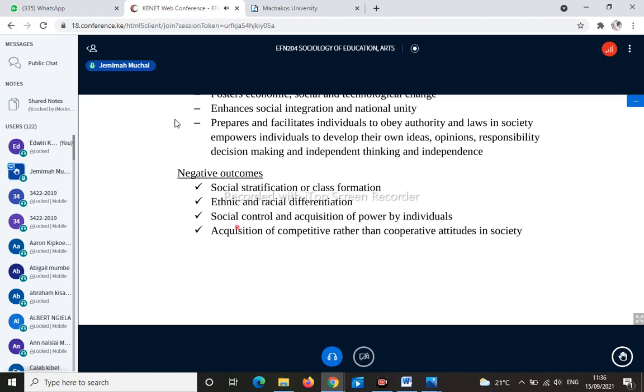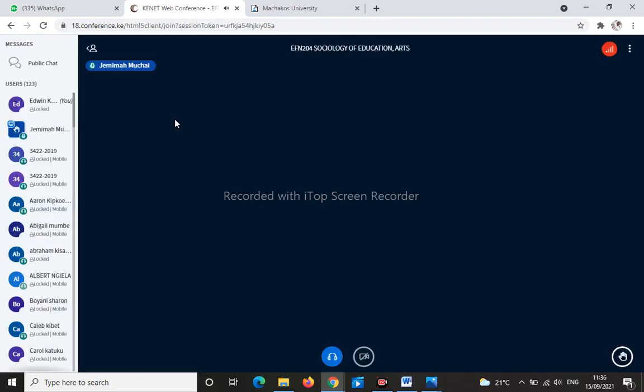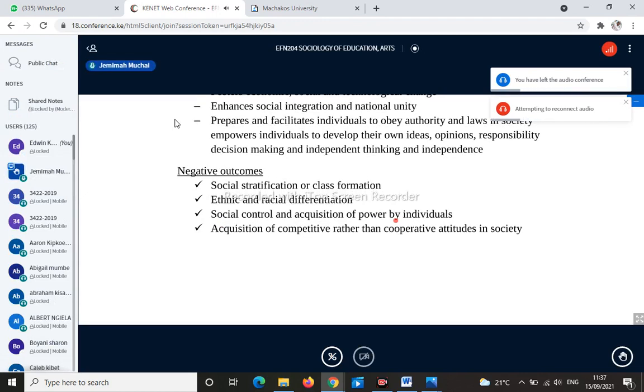There are those who, because they are well educated, have the ability of being charismatic, the ability to talk to people in a group. They now become leaders. We say that they acquire power, and in most cases you find... So it is from education that social control starts.